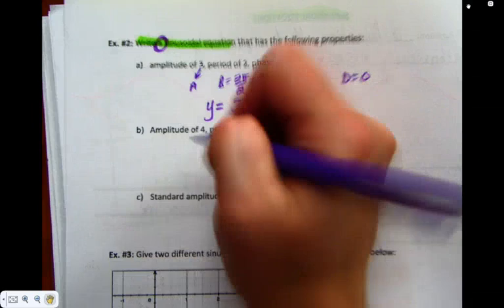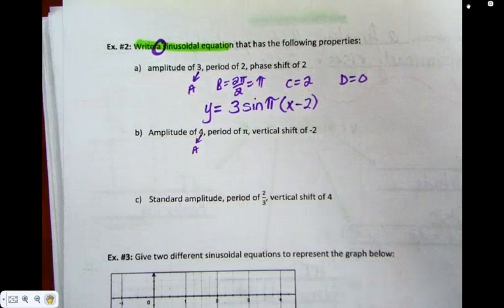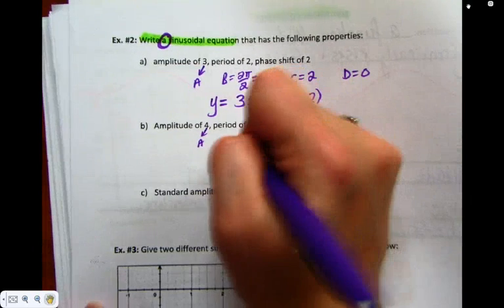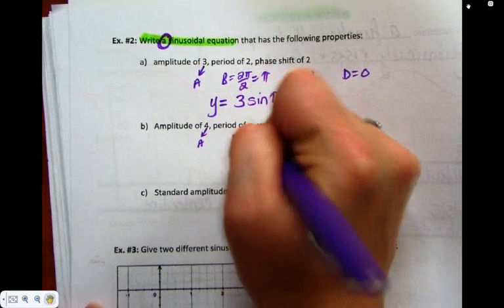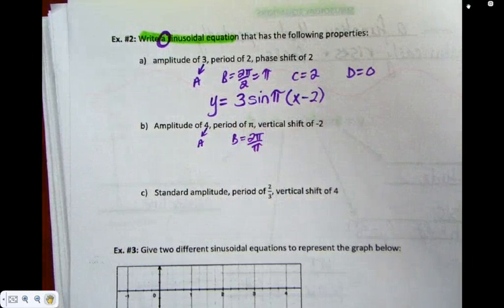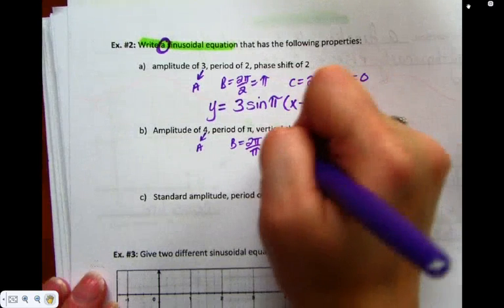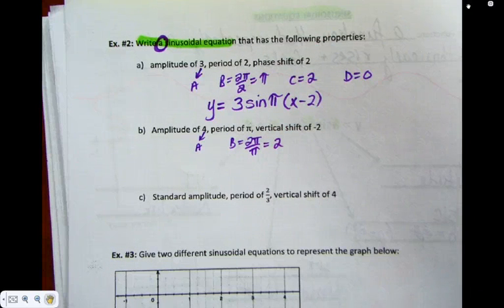Amplitude of 4, again, that's our a value, the one that's in front. What you're going to want to do is just put pi in for b, but that's not true. We need to do a little bit of work. B is 2 pi divided by the value they give us for the period. 2 pi divided by pi is? Okay, so don't just assume you can stick that period into the function. There's a little bit of work for b.